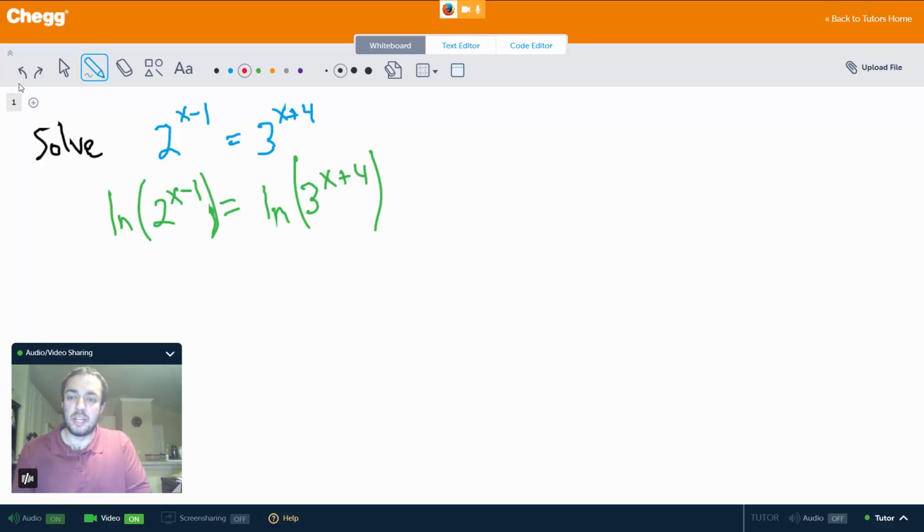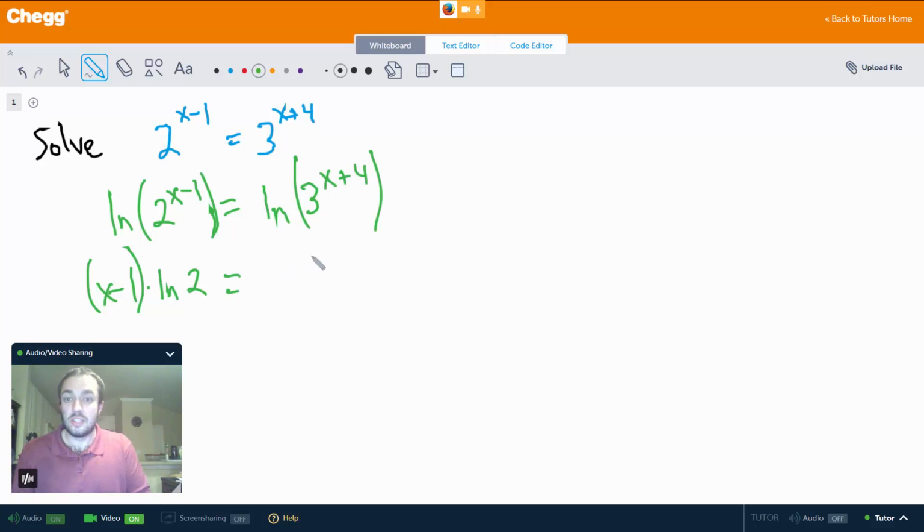Now, we want to be very careful when we do this because we don't want to say x minus 1 times the natural log of 2. So what's wrong with that? Well, what's wrong is that it's really the entire x minus 1 being multiplied by the natural log of 2. When you pull out the exponent as a factor, we want to be very careful and make sure that it's the entire exponent being multiplied by the natural log of what's left.